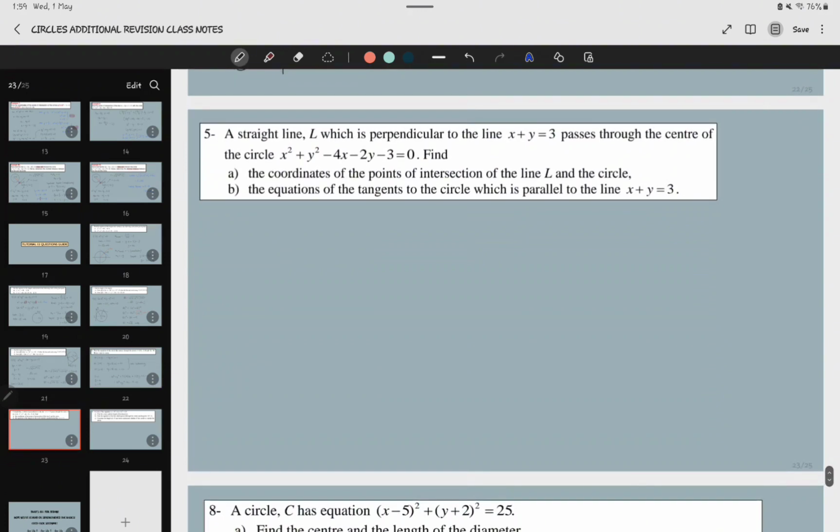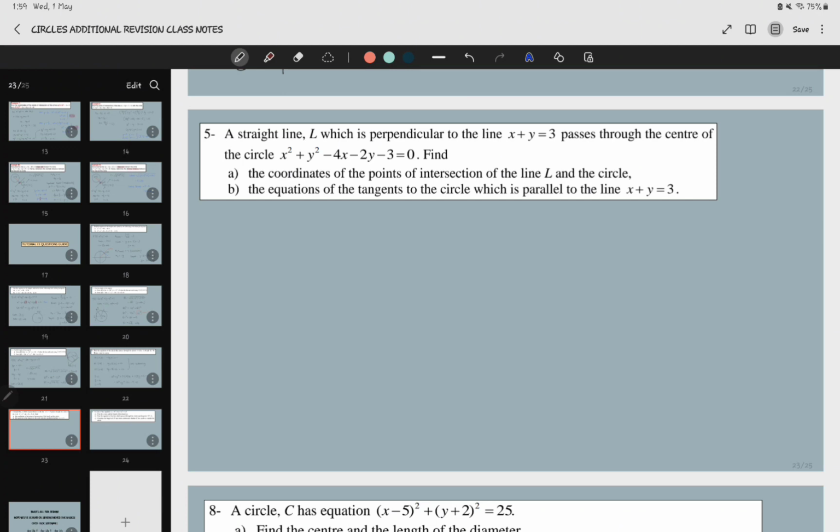Okay, for all these tutorial questions, they were checked, and I'm sharing how to solve them. For question number 5 and 8, which are the last two questions, I will not show you exactly all the steps. I will just explain. First, same thing for question 5a. They want the coordinates of the points of intersection of the line L and the circle. You see, "points" means there are 2 points of intersection.